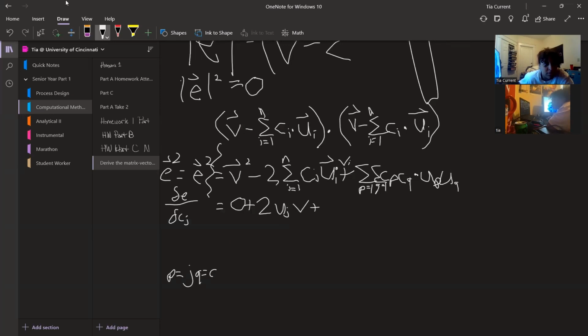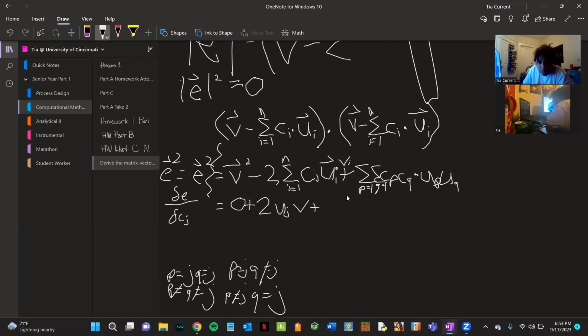Or why did I write 0? Equal to J. And you have one where P is not equal to J, and Q is not equal to J. And then you have one where P is equal to J, but Q is not equal to J. P is not equal to J, and then Q is equal to J. Right?